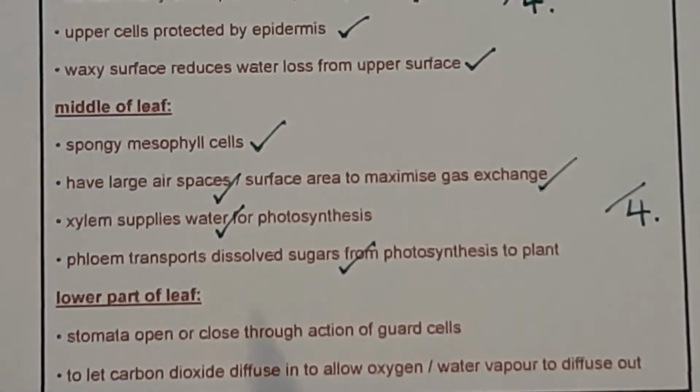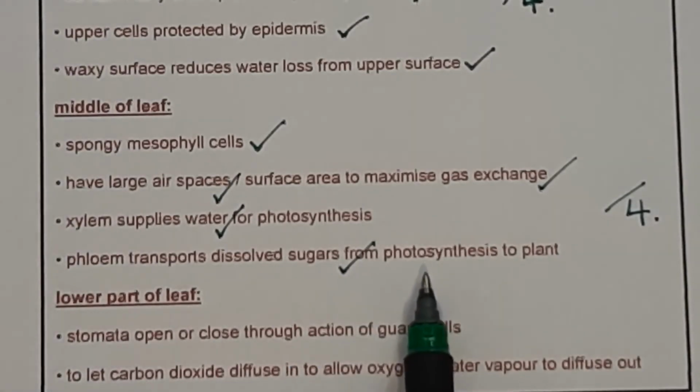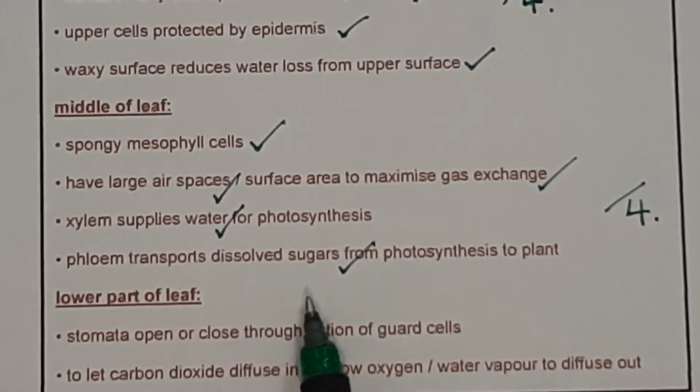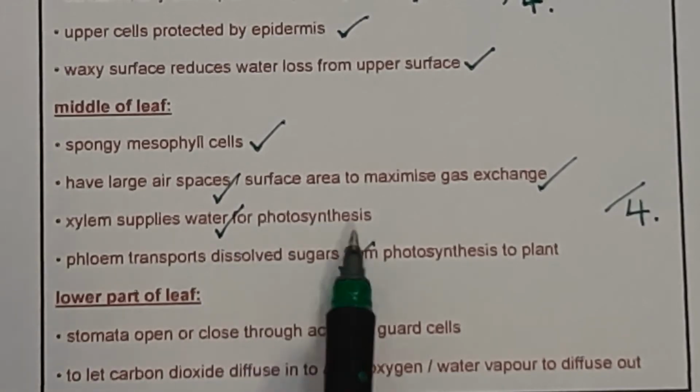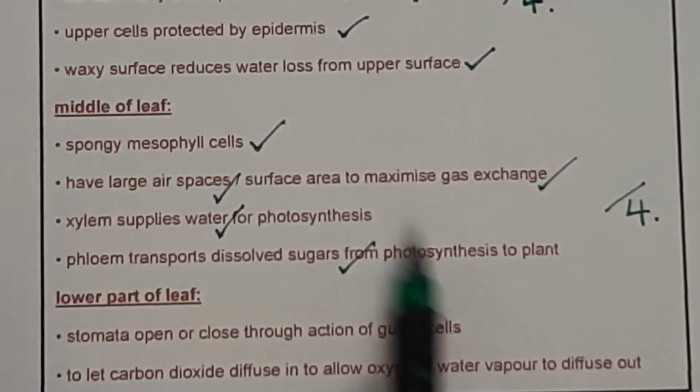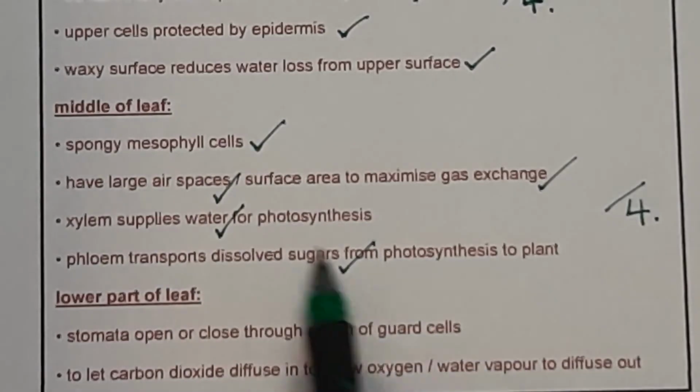Those sugars are going from the leaf, where the photosynthesis made them, to the plant, and the water is there to help the plant do photosynthesis. Now, if you haven't written these parts for photosynthesis and from photosynthesis, don't worry. You can still have the marks for that.